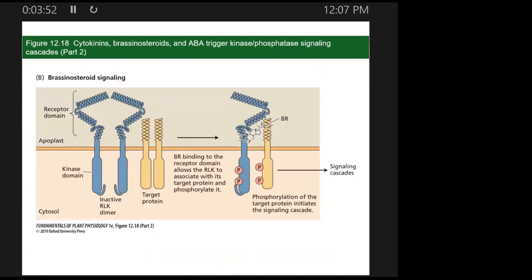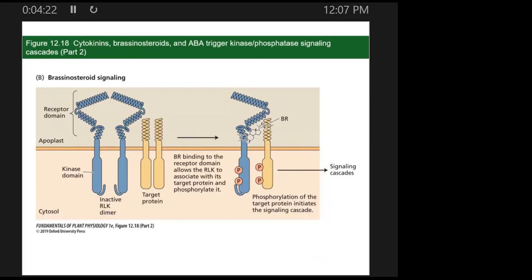With the brassinosteroids, again, over on the left, you see that it's waiting for its signal. On the right, you finally see the brassinosteroid structure there, the molecule binding. And you can see in this case, it's a phosphate transfer again to the target protein. And then they just say, onward, continuing on with the signaling cascade.